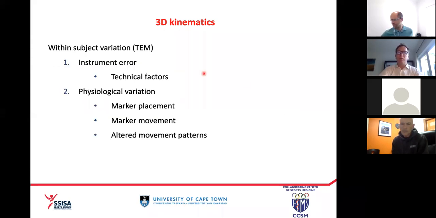Well, what you're referring to in those last two papers are the instrument error and within-subject variation, or what we could refer to as your typical error of measurement. It's a combination of the technical factors relating to the instrument error and then the human being measured. And humans have a much higher rate of variation because we are not machines. And in that area, marker placement is a source of error. Finding the anatomical landmarks and reproducing them is difficult.